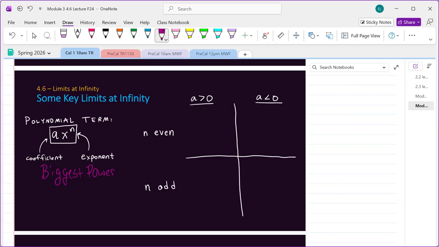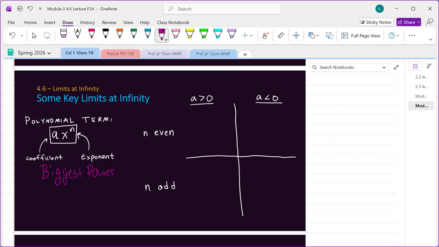Like plugging in 100 to the 7th power is much bigger than 100 to the 6th. Or if I plug in a million to the 7th power, it is way, way, way bigger than just a million to the 6th. A million to the 6th is still pretty big, but a million to the 7th is bigger by several degrees, like several times 10.